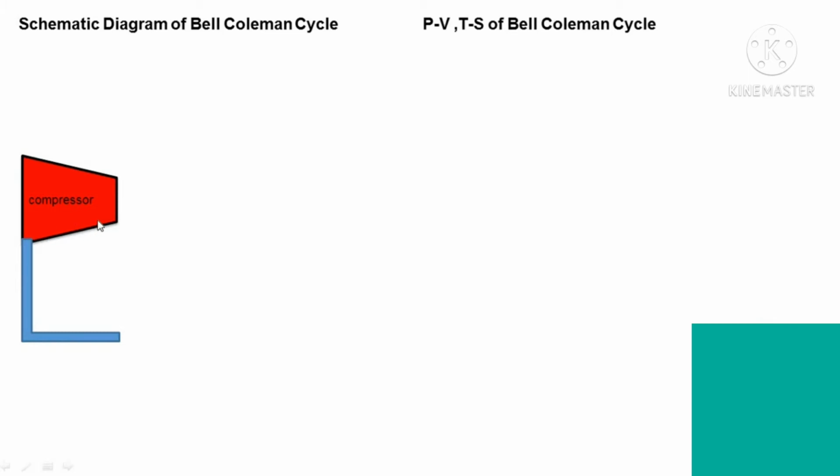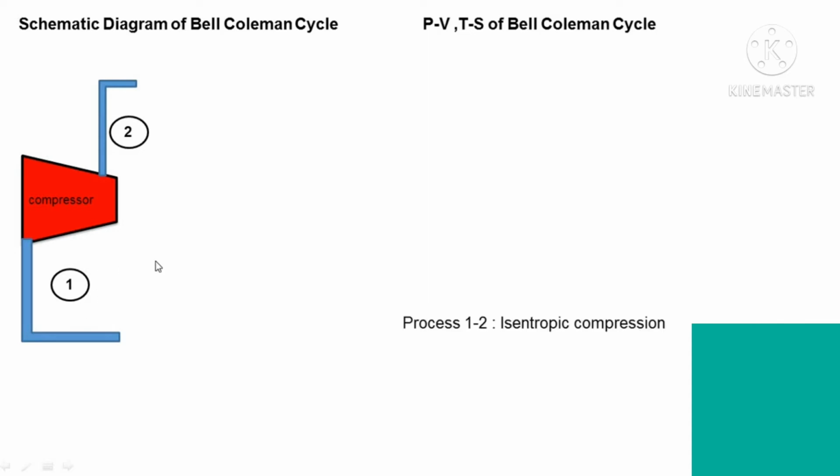Low pressure, low temperature cold air from the refrigerator is drawn into the compressor cylinder, where it is compressed isentropically. During the compression stroke, both the pressure and temperature increase, and the specific volume of air at delivery from the compressor reduces from V1 to V2. We know that during an isentropic compression process, no heat is absorbed or rejected by the air.